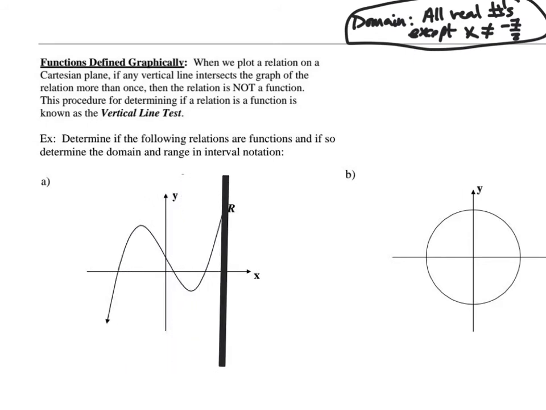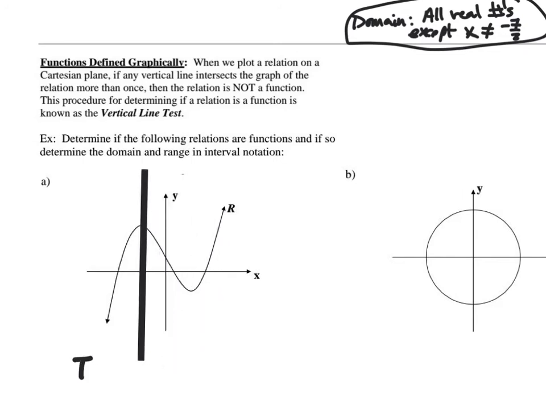Now, as I move left and right, I should only see one point, one intersection between the graph and my vertical line. And so what I see here is that a is a function, because the vertical line only touches that graph once. So it is a function. Now let's take a look at b.